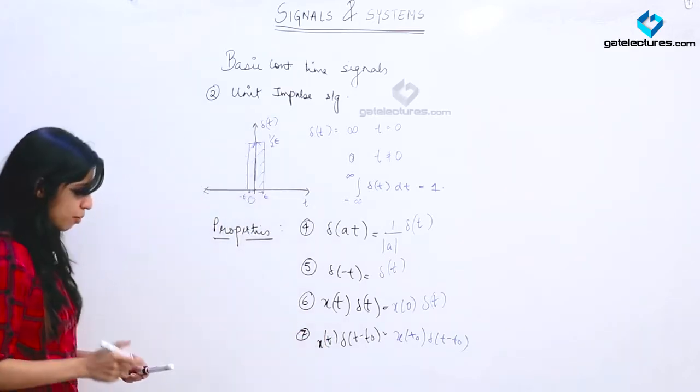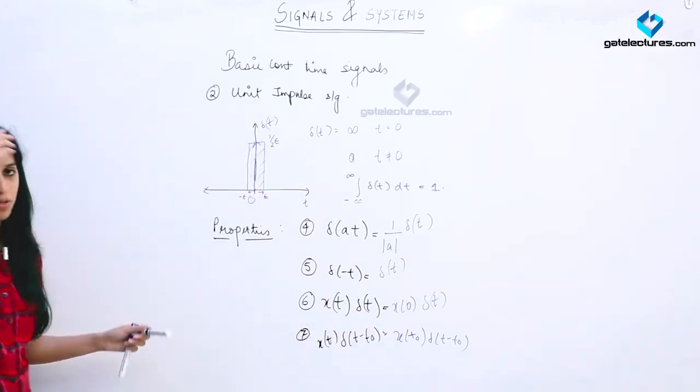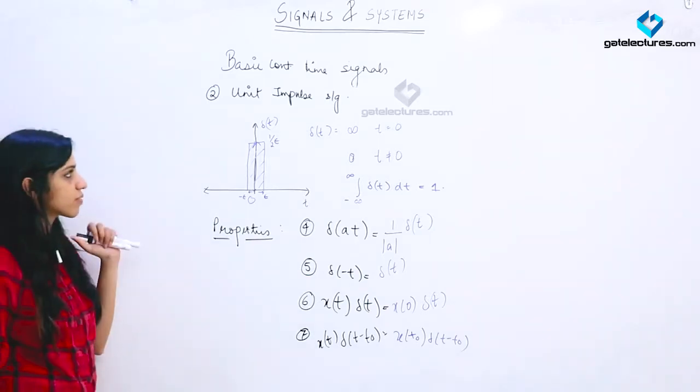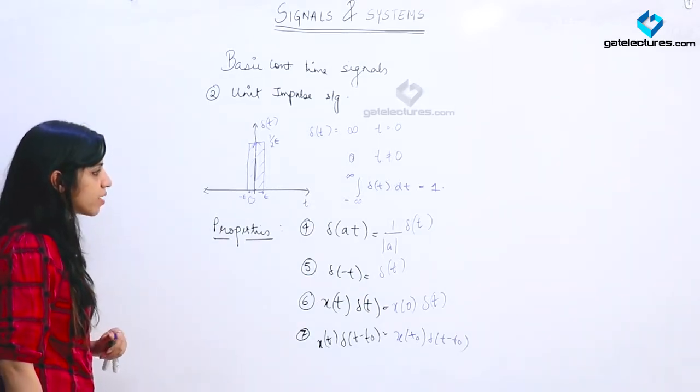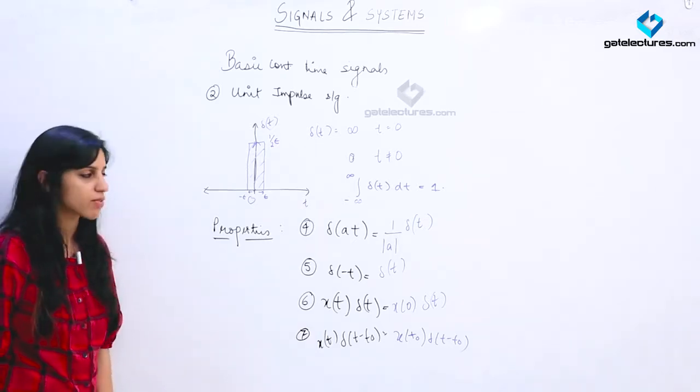So these are some of the properties of the impulse function. We are going to regularly use this impulse function. This is an important signal in the subject. So you can just remember all the properties of the impulse function.